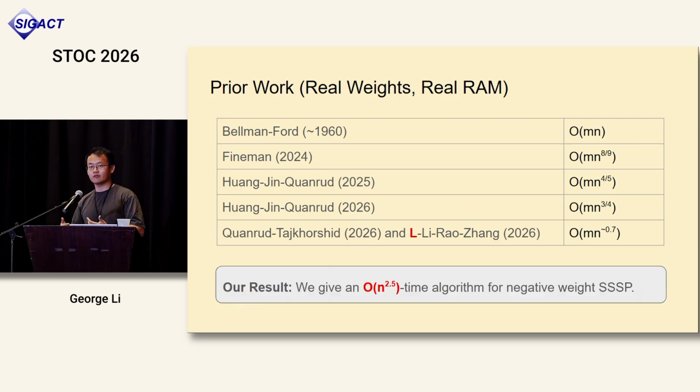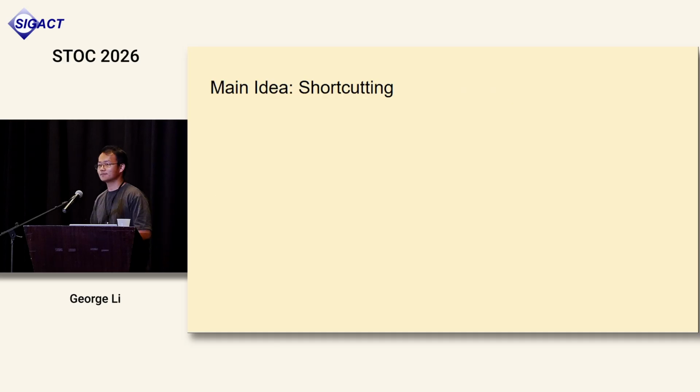Our result, the one that will be presented here today, is a completely new approach to the negative weight SSSP problem. And we give an n^2.5 time algorithm, which is an improvement for dense graphs. Okay, so let me tell you about this new approach, which I'm going to argue is simpler.